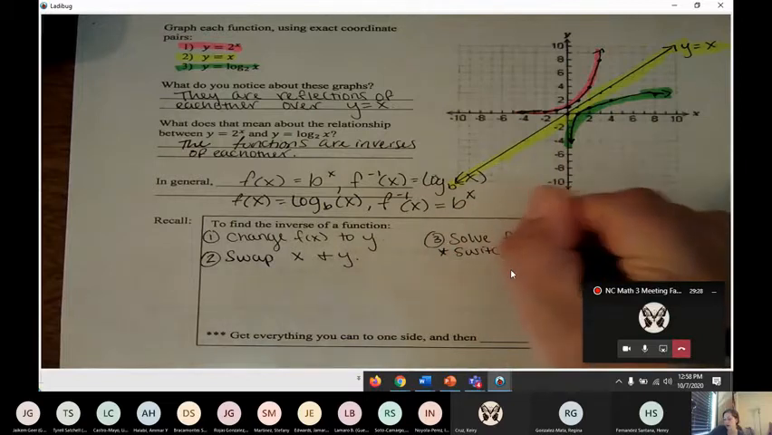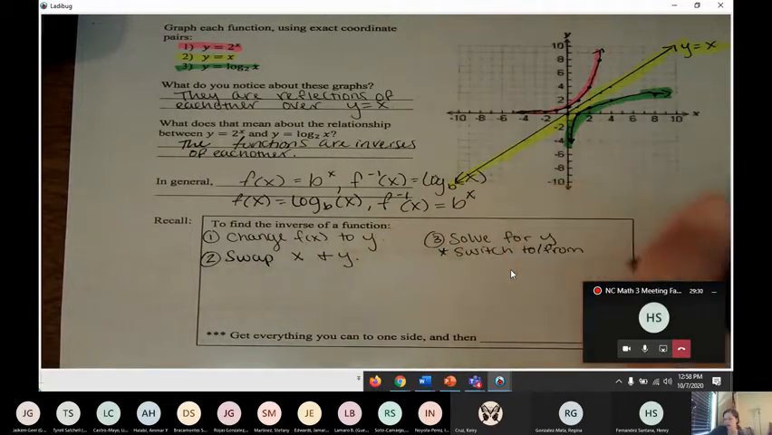And in order to solve for y for this particular type of function, you have to switch to or from, depending on what you're doing, an exponential or a logarithm. Okay, so in step three, you'll switch from whatever form you're in to the other form. So if you're in exponential, you'll switch to logarithm. If you're in a logarithm, you'll switch to exponential.